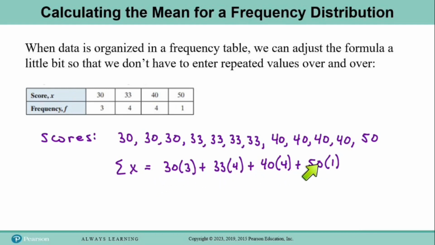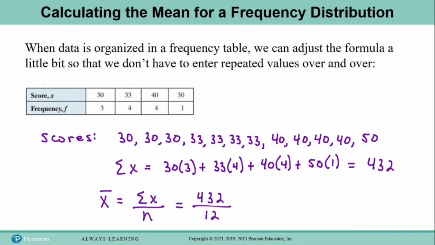So you can see how that is going to add up to the same total that it would if I just typed 30 plus 30 plus 30 plus 33, and so on, and just added all the numbers individually. Okay, so our sum is 432. And then we know that to find the mean, we take that sum and we divide by the number of data values, which we already counted, so we know it's 12. So our mean is going to be 432 divided by 12, which comes out to 36.